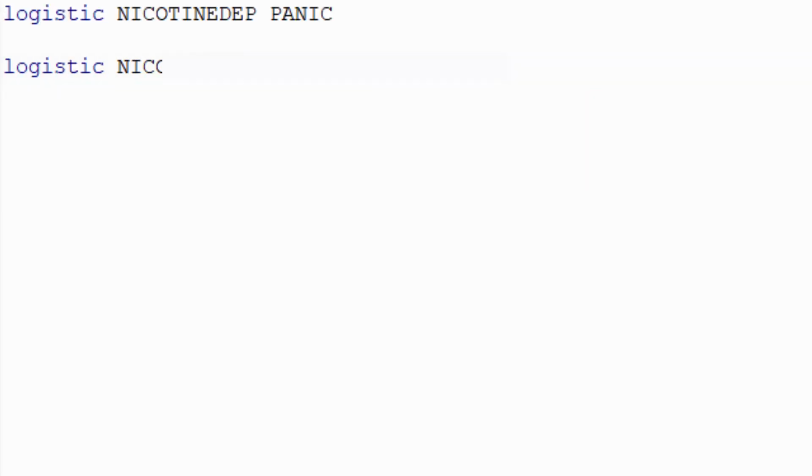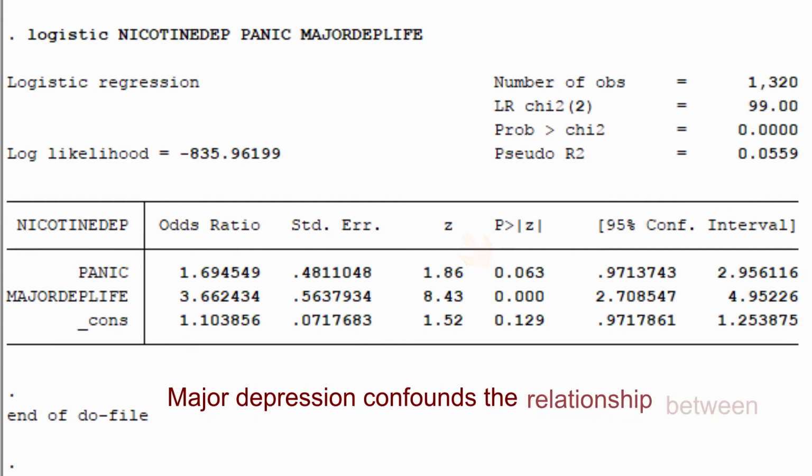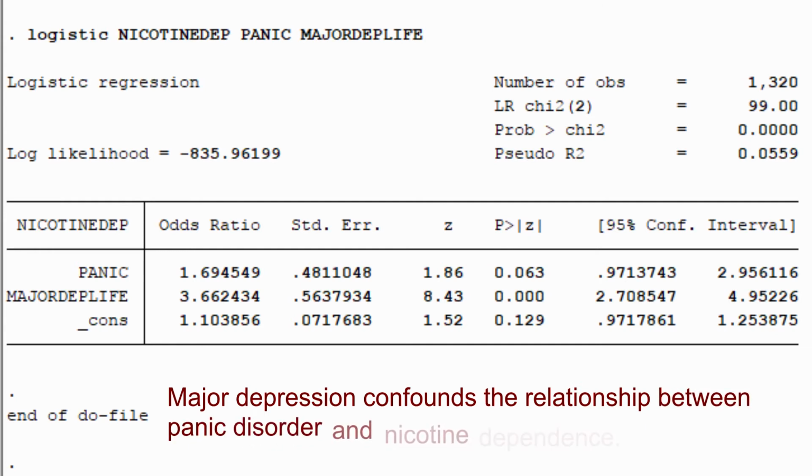However, when we add major depression to the model, panic disorder is no longer significantly associated with nicotine dependence. Here we have an example of confounding. We would say that major depression confounds the relationship between panic disorder and nicotine dependence because the p-value for panic disorder is no longer significant when major depression is included in the model.